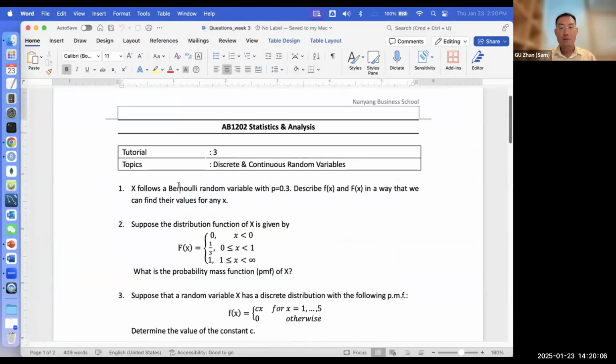So X follows a Bernoulli random variable with P equal to 0.3. Describe the small fx probability, density, or mass function. This is a probability mass function because it is a Bernoulli random variable. It is a discrete random variable. Fx is a cumulative density function for Bernoulli random variable. And therefore, okay, how do we do that?